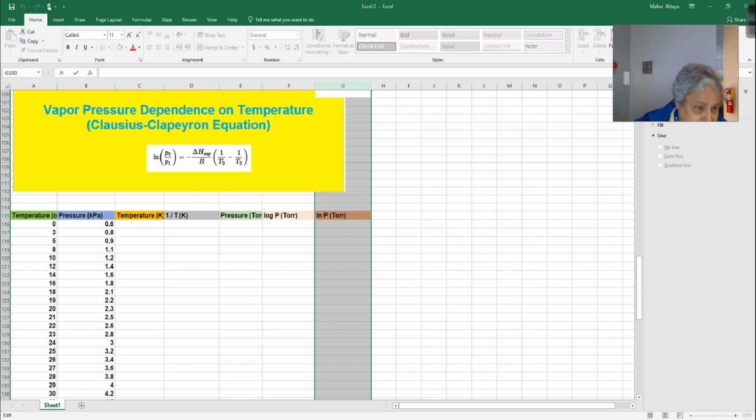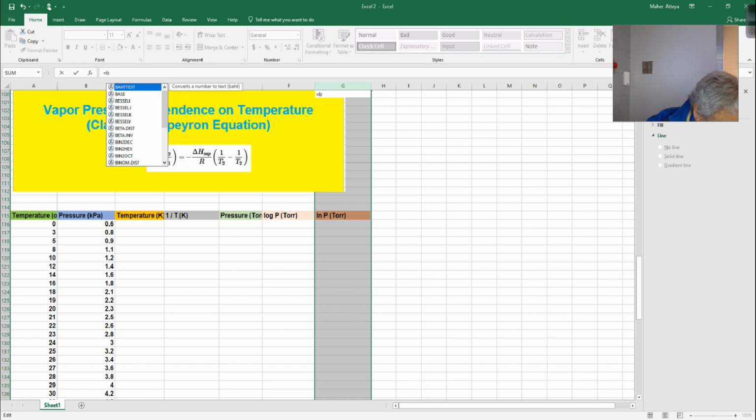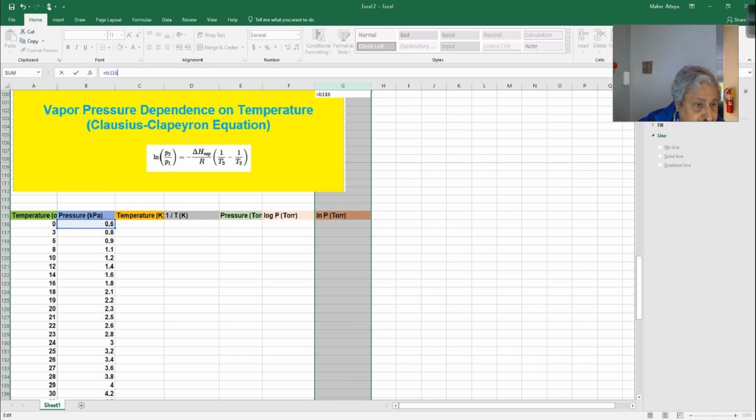I can't see because the light's not there. Equal, guys. Okay, I need to get this in Kelvin. Equal to whatever column here, how much is it? 116, correct? And it is in B. So B116, correct? No, not 16. This is A. Sorry, not B.